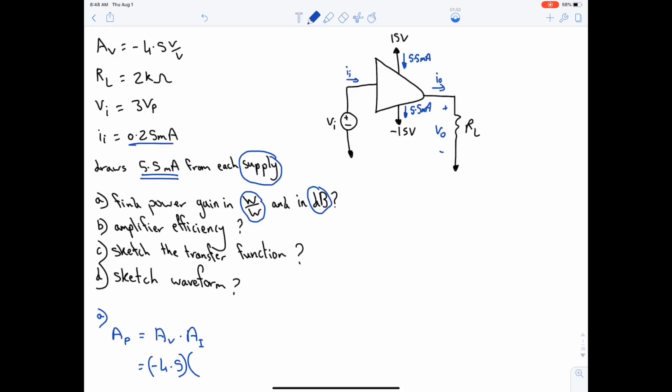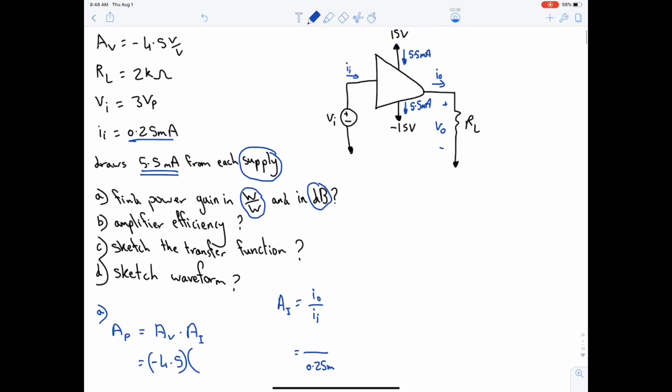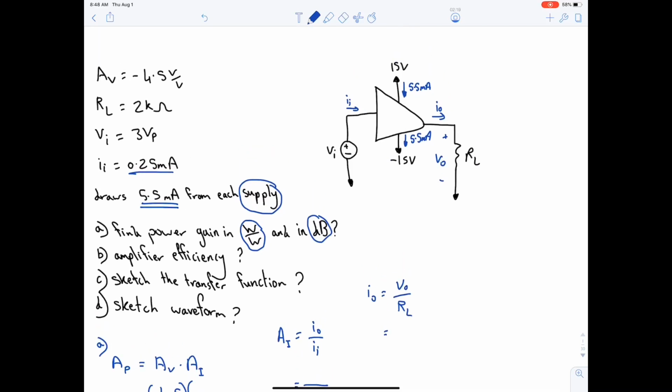We have II, we need IO to find AI. So AI is I output divided by I input. I input is known, which is 0.25 milliampere. What's I output? We need to determine it by Ohm's law. So I output is equal to V output divided by RL. What is V output? We do not have V output. How can we find it?